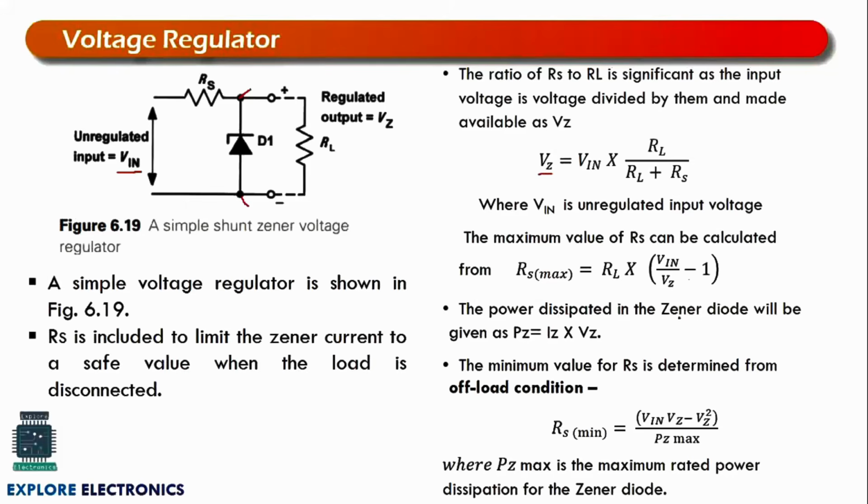And the power dissipation across the Zener diode will be Pz equal to I into V, that is Iz into Vz. The minimum value of RS, which we can have in an off-load condition, is RS minimum equal to (Vin minus Vz) squared divided by Pz maximum. Here Pz is the maximum power dissipation across the diode we can have. So across this RL, if we measure, Vz is the voltage we are going to get as a constant value because of the Zener diode.